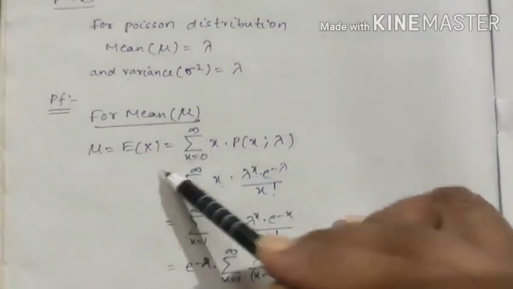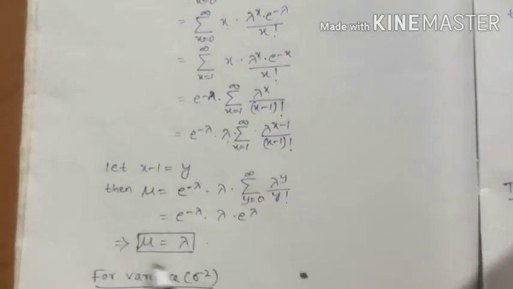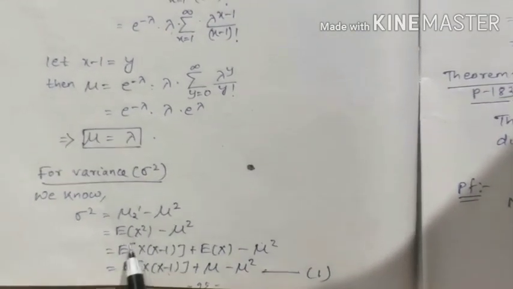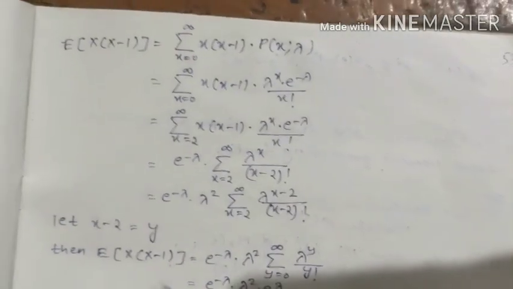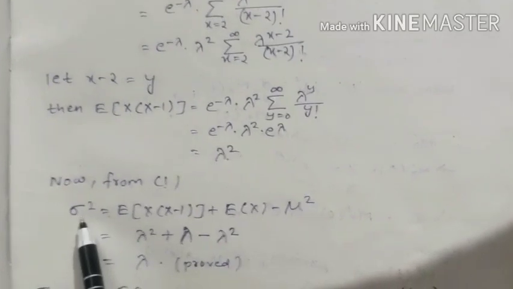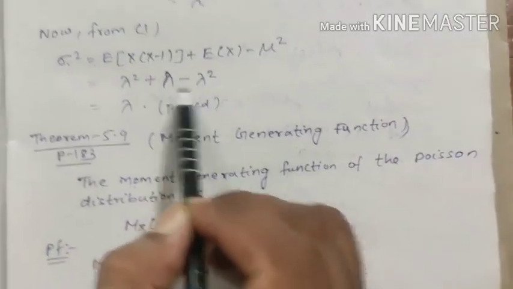How can you prove that? E of x is equal to x into the Poisson probability, so put the formula and get the answer: mu is equal to lambda. Similarly, for the variance sigma square, use mu2 dash minus mu square. Put the formula and you get E of x into (x minus 1) equal to lambda square. Now sigma square is equal to E of x(x minus 1) plus E of x minus mu square. So lambda square plus lambda minus lambda square equals lambda.